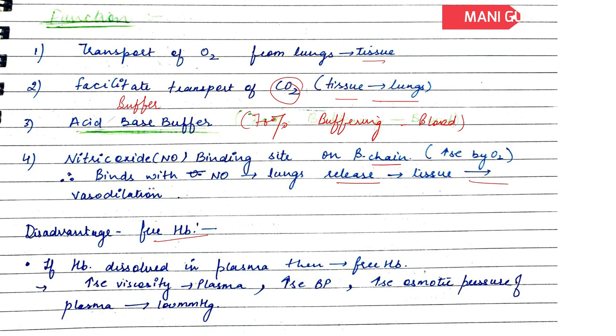So what are the disadvantages of free hemoglobin? If hemoglobin is dissolved in plasma, what happens? There is an increase in plasma viscosity, which will further increase BP, and it will increase osmotic pressure by 100 mm of mercury.